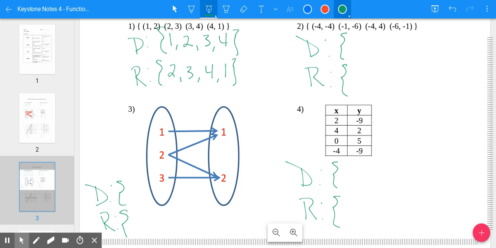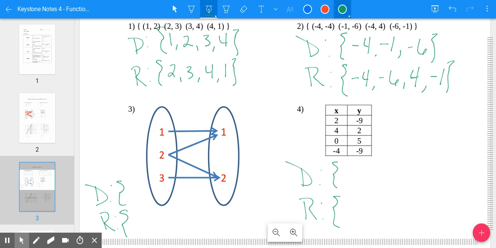For number 2, the only difference with this one is we're not going to rewrite that -4 since it's repeated in the x's. So that it will look like there's only 3 x values here, but really we know that there was a 4th ordered pair since the -4 was repeated. For our range, we've got -4 and -6, +4 and -1.